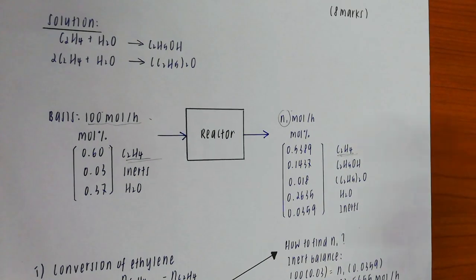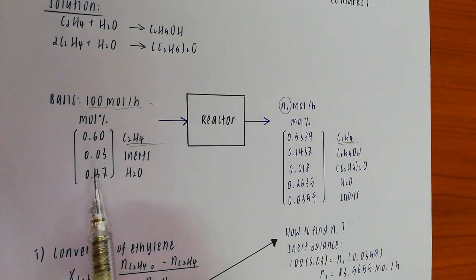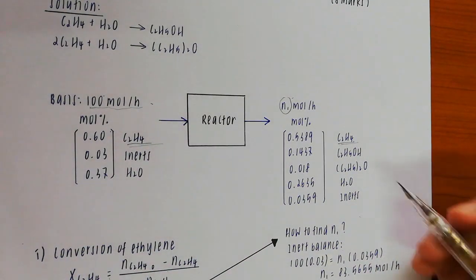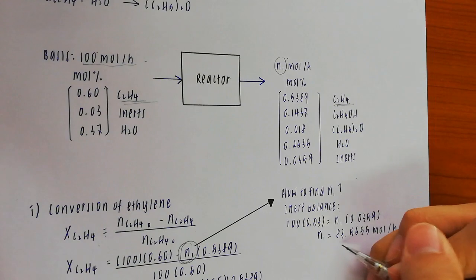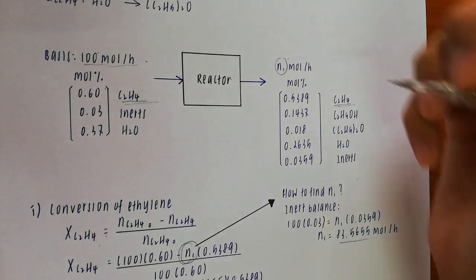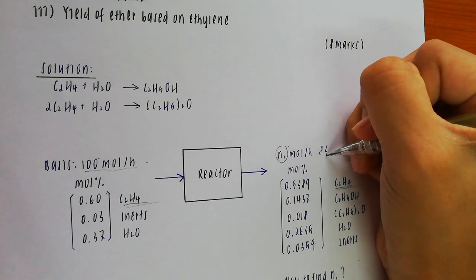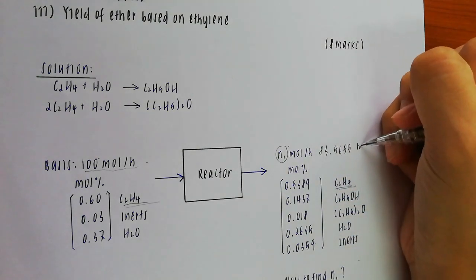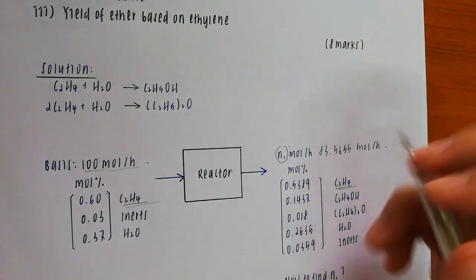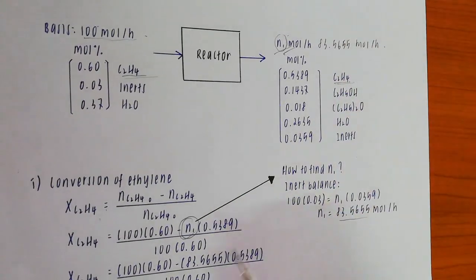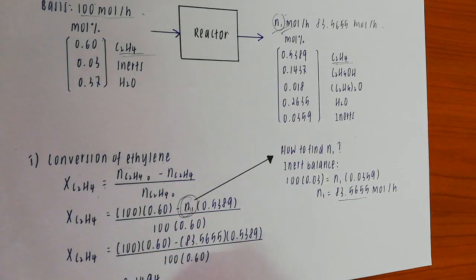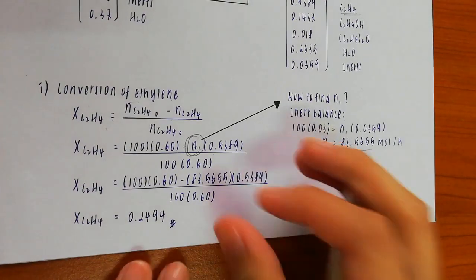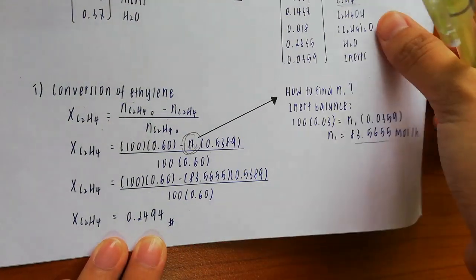So how do we find N1? We can find N1 by using the inert balance. So 100 times 0.03 equals N1 times 0.0359. So we get our N1 equals 83.5655 mole per hour. So now we get our N1. Then we can solve the question. So we substitute in the N1 and then we get the conversion of ethylene equals 0.2494. And then the next question is yield of ethanol.